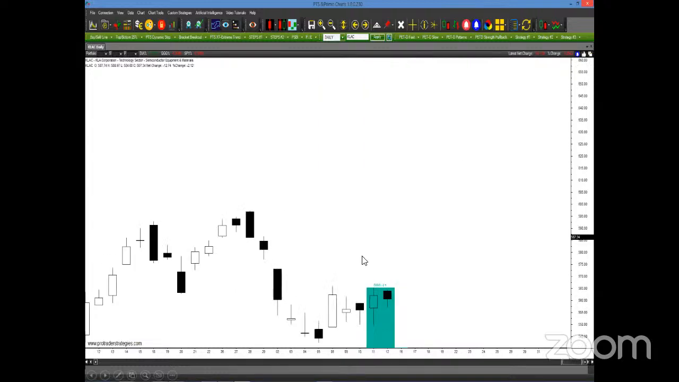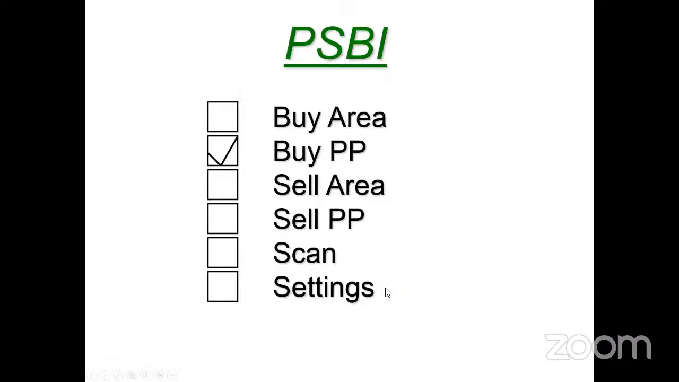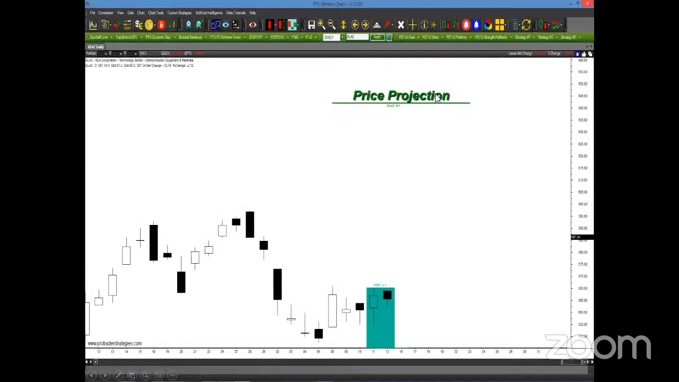Lastly, here's an example in KLAC. We have the secret breakout area right here. Click on PSBI, the buy price projection, and it's way up here. So you say to yourself, you know what? I think this is a pretty good trade. I think I will take this trade.